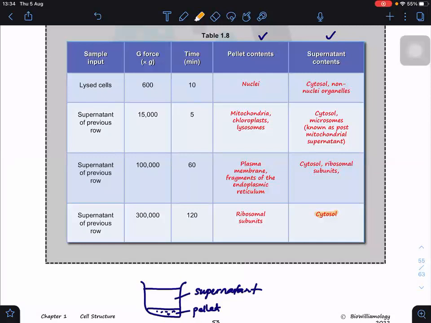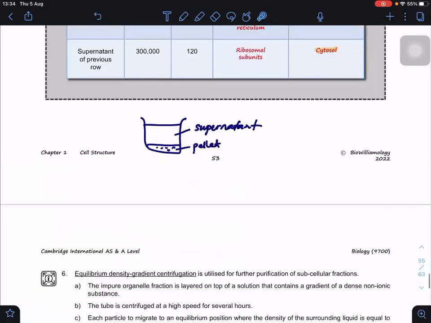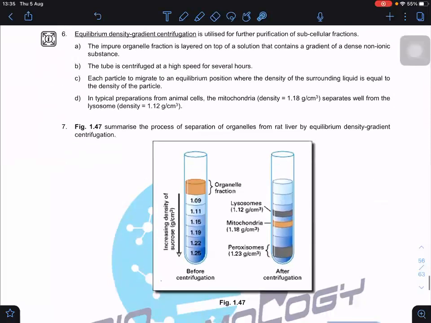But the question here is, by using this technique, we still cannot differentiate mitochondria and chloroplast. Let's say plant cell, mitochondria and chloroplast. Right. So how can we differentiate them? Now we have to look at this method, what we call the equilibrium density gradient centrifugation. Okay. So the question won't ask you the name. Definitely the question won't ask you the name because it's not in our syllabus, but the question will use this name. Then you have to know what it means.